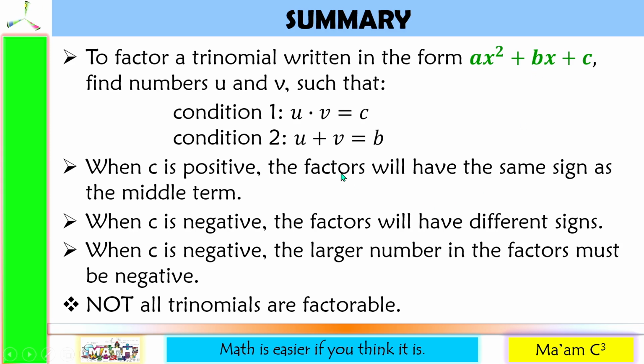Some more techniques. When c is positive, the factors will have the same sign as the middle term. When c is negative, the factors should have different signs. Another one, when c is negative, the larger of the factors is also negative. And remember that not all trinomials are factorable. We have what we call prime trinomial.